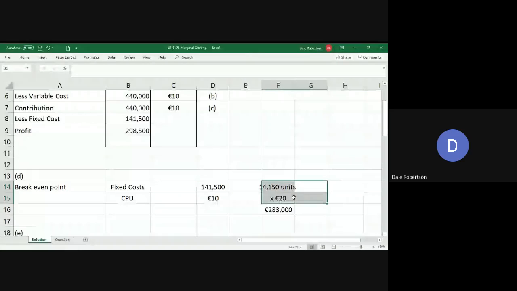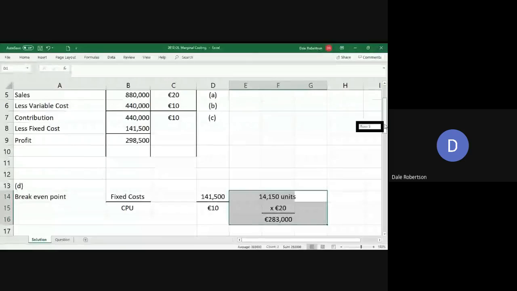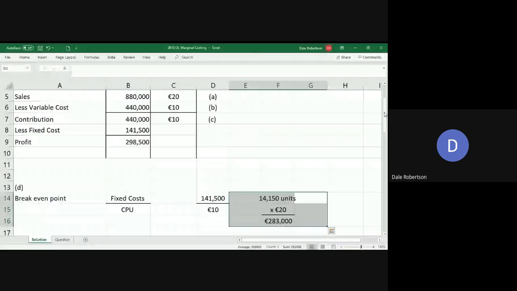And then 14,151, that first cap after your break-even point, is a profitable cap. So you break even at this level. Now that's revenue, so we know that we sell each one for €20. So if you multiply that by 20 euro, in terms of production, the break-even point is 14,150.